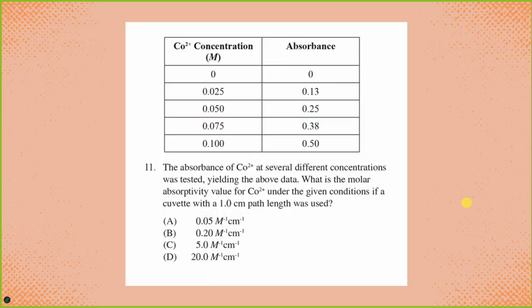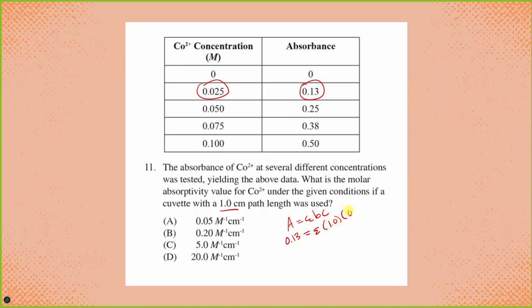The absorbance of cobalt-2 at several different concentrations is given here, and we want the molar absorptivity value. This is an easy plug and chug because for the formula for Beer's law, we know absorbance, we know concentration. They tell us the path length is 1, so really we just have to plug it into the equation. You just pick one of the lines, it doesn't really matter, and you can easily calculate.